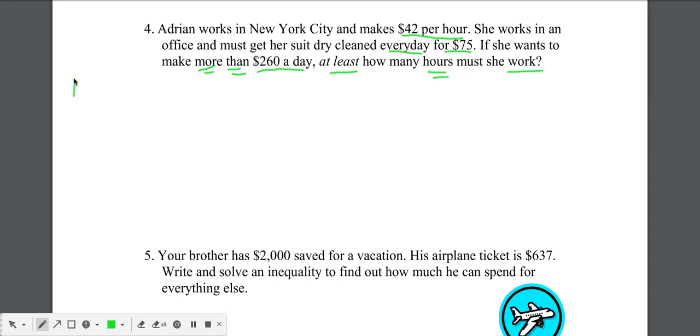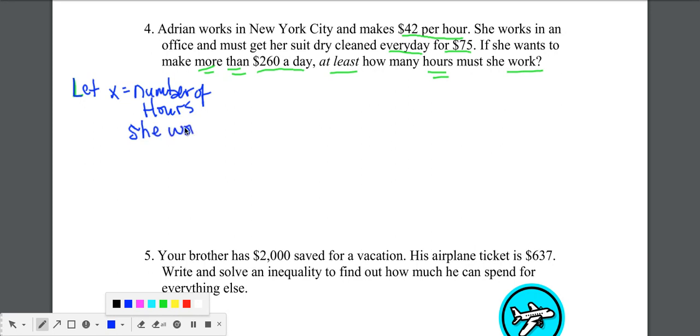So let's write a let statement. That's our next thing that we're going to write down. Let X equal, and look at that last statement. It says hours that you work in one day. So this is the number of hours Adrian works. We could say she works in one day. Okay, so we're going to next step, and we're following those steps that are on the front side again.